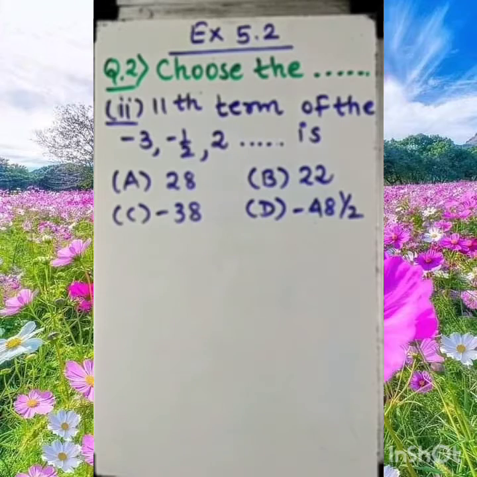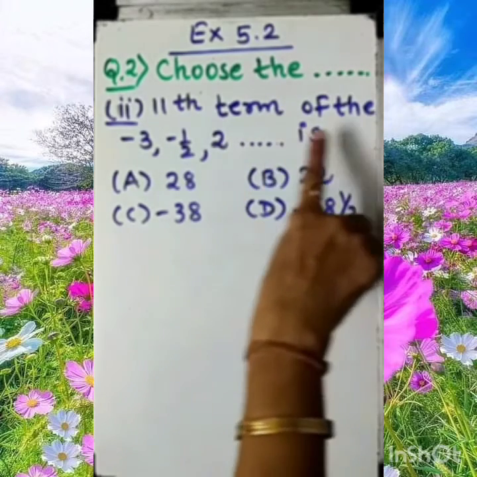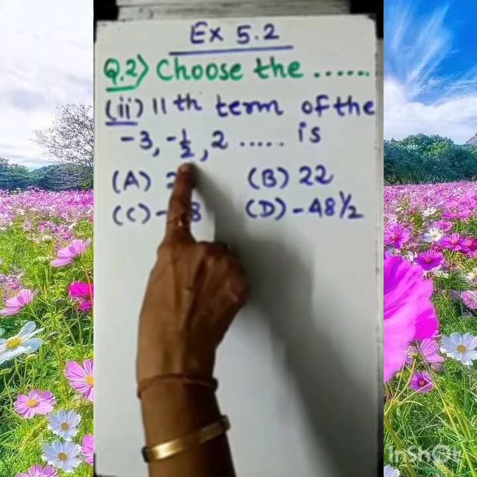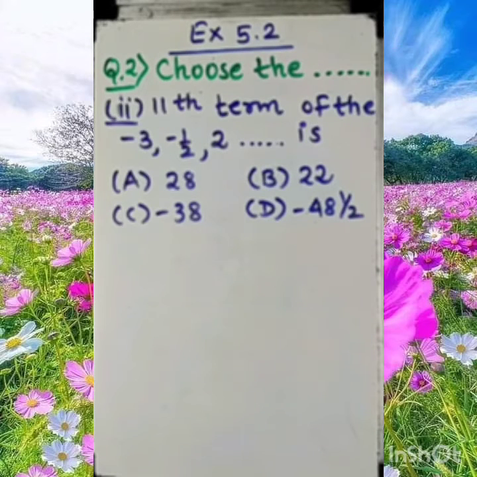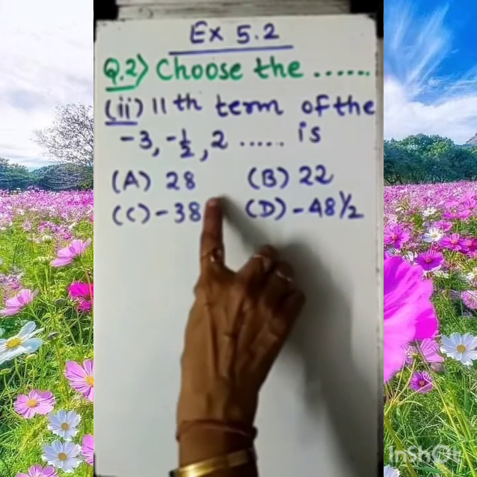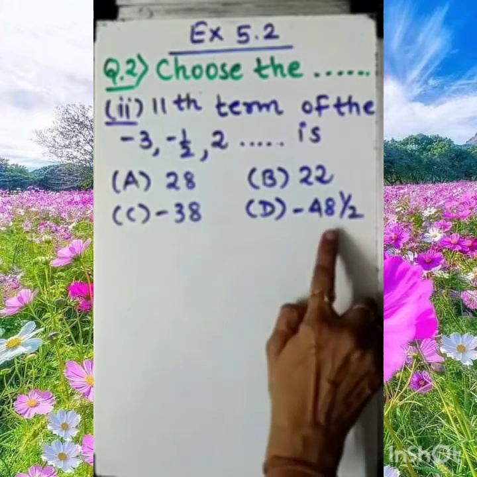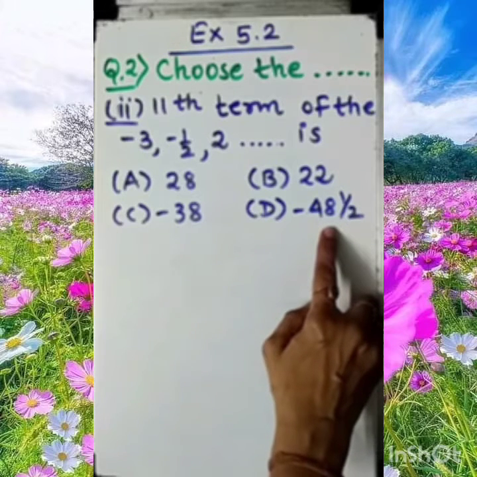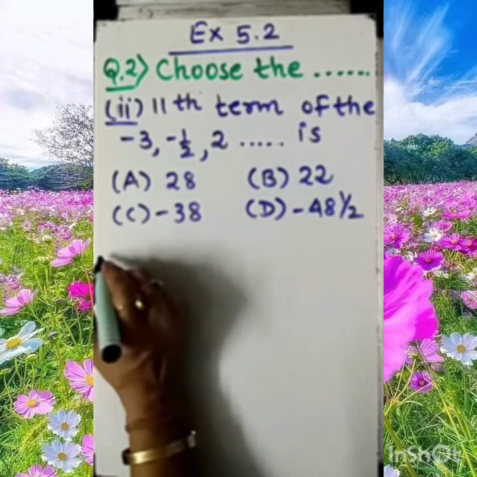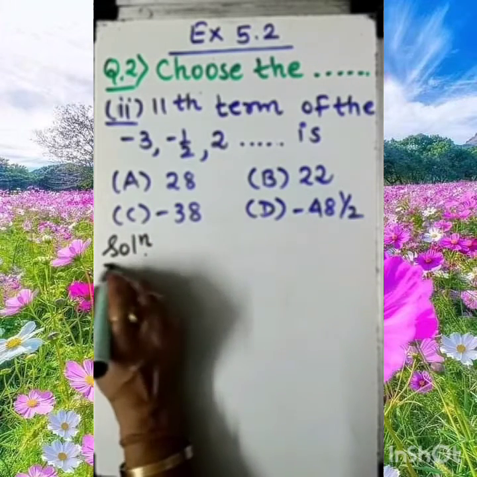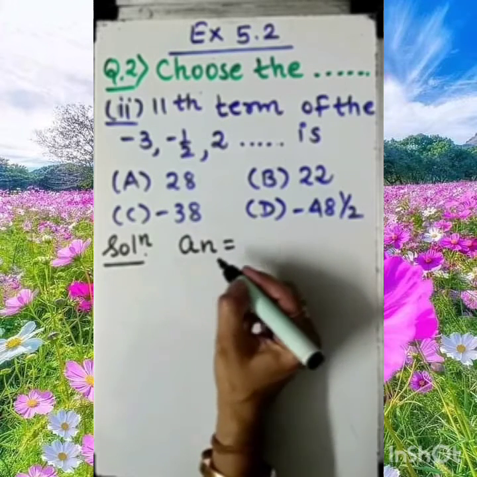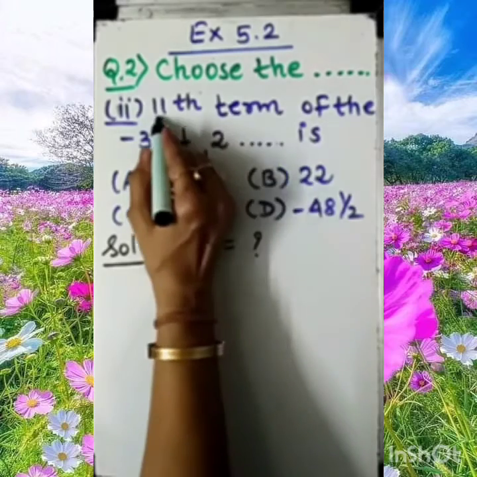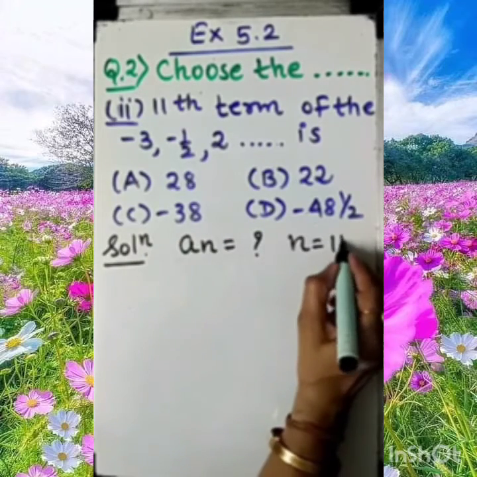So here second: we are given the 11th term of minus 3, minus 1 half, 2 and so on is. So what we have to do for that? 4 options are also given: 28, 22, minus 38, minus 48 and 20. So my dear student, let's go with the solution, which is quite easy. As we know, we need to find a_n. So a_n is the question. Beside this, the 11th term, so n equal to 11, agree?